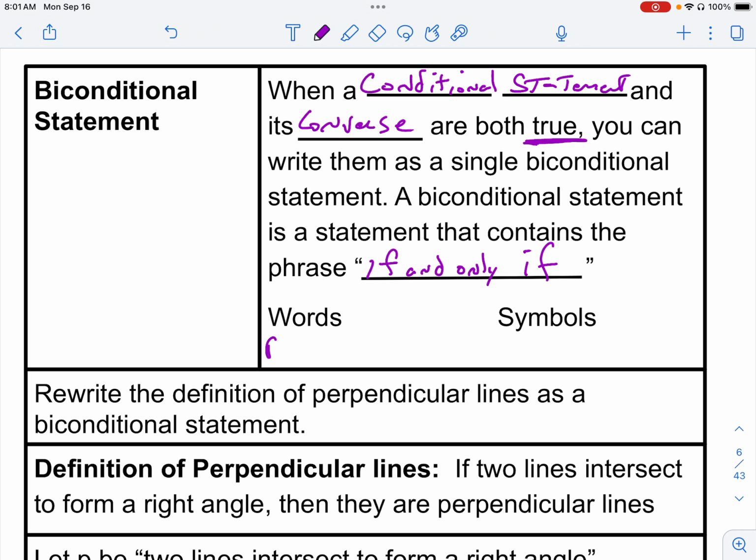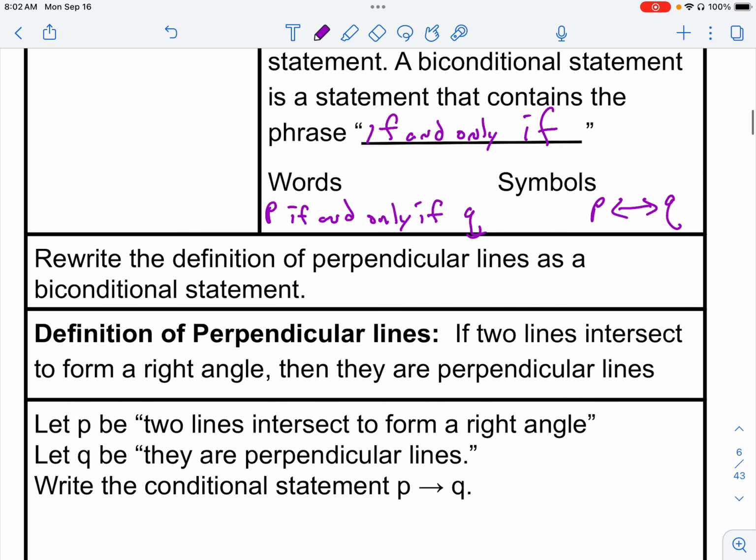And how it's going to look, it's going to say P if and only if Q. And for the symbols, we're going to use P and then a line to Q, because since the conditional statement and the converse are both true, we can go from P to Q or from Q to P, still being true. So that's our statement.